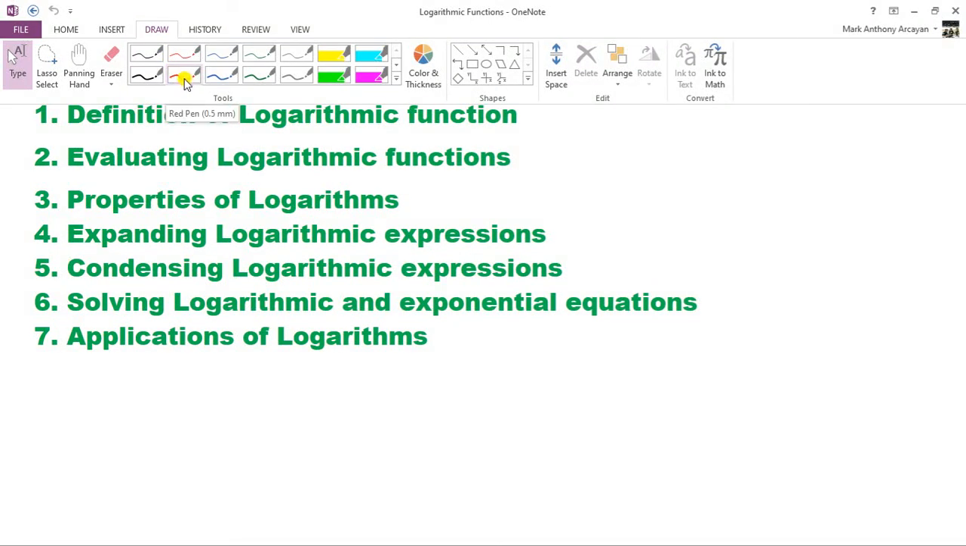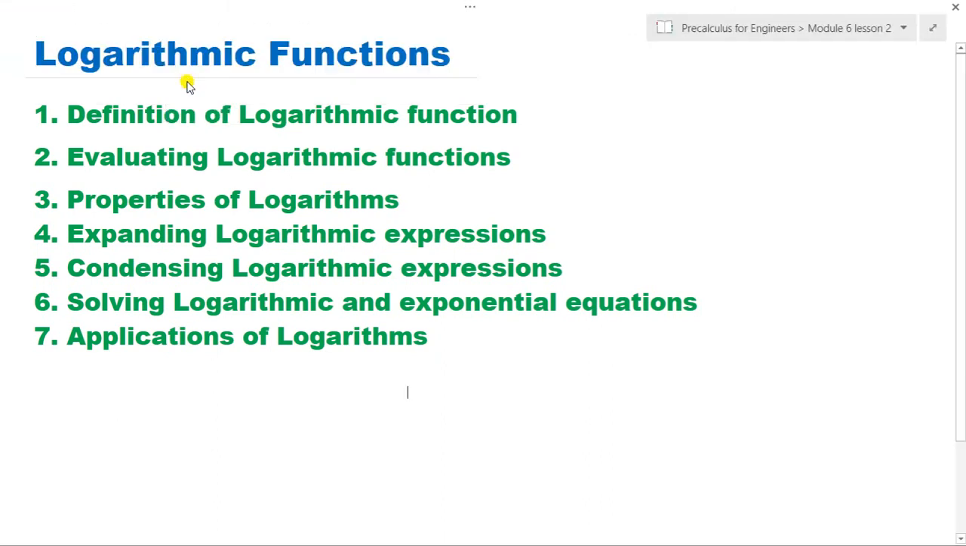I will discuss to you lesson 2 for module 6. This is all about the logarithmic functions. In this lesson, we are going to talk about 7 topics. The first one is the definition of logarithmic functions. Second, evaluating logarithmic functions. Third, properties of logarithms.